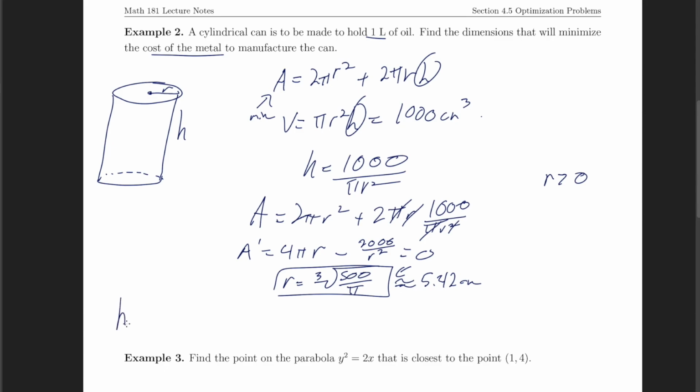So let me just do that real quick with you. What is our h? Our h is 1,000 divided by pi times the cubic root of 500 pi squared, and after a lot of simplification, this just equals 2 times r. So the height is just twice the radius, which makes sense, and that should kind of match reality if you think about a soda can.